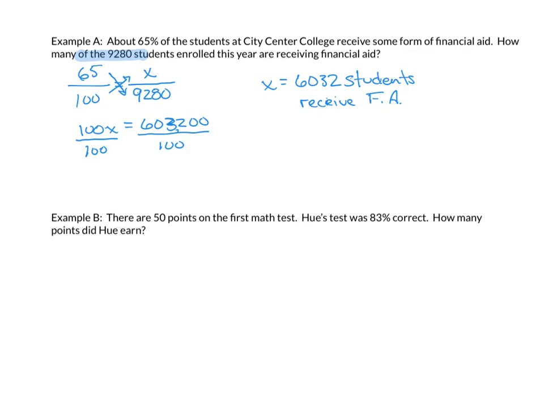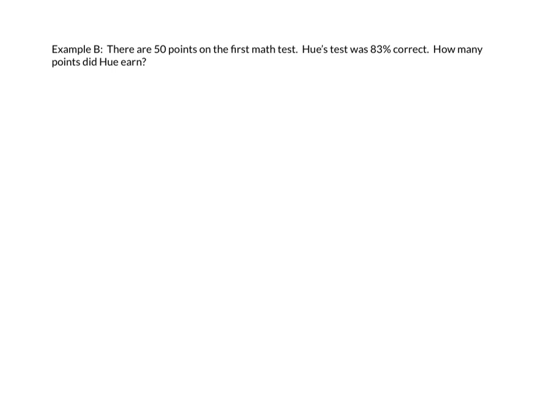Okay, example B, we have there are 50 points on the first math test. Hugh's test was 83% correct, and we want to know how many points did Hugh earn. So we have 83 over 100. There were 50 possible points, so that's going to be my whole. I'm going to put it on bottom. Hugh earned 83%, and so we're wanting to know how many points did he earn. X goes on top.